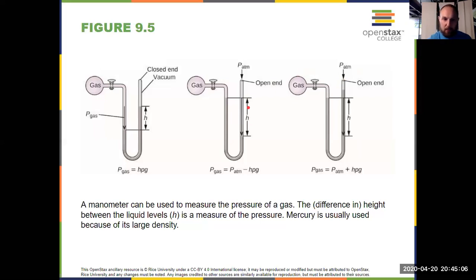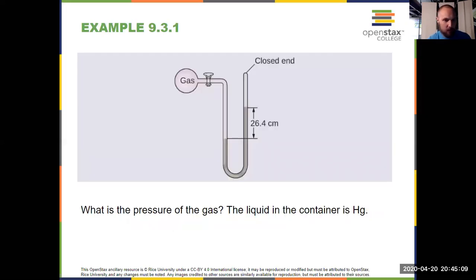You'll have a couple of these on your Sapling to practice. Let's take this one, for example. How do I calculate the pressure of the gas? Well, I see the height difference here is 26.4 centimeters. I convert that to 264 millimeters of mercury. That corresponds to the pressure of the gas in a closed end manometer. If this were an open end manometer, I would take that 264 and add it to 760, because the pressure is higher over here, meaning it's pushing up against the atmosphere. 264 plus 760 would be 1,024 millimeters of mercury.